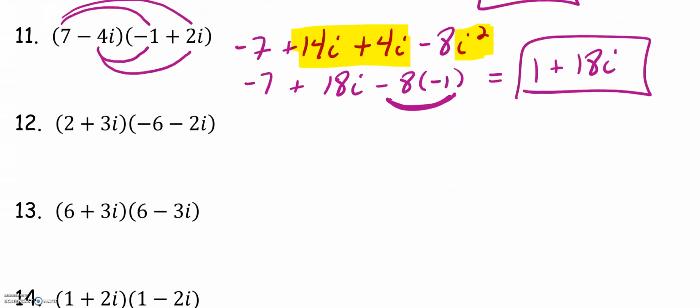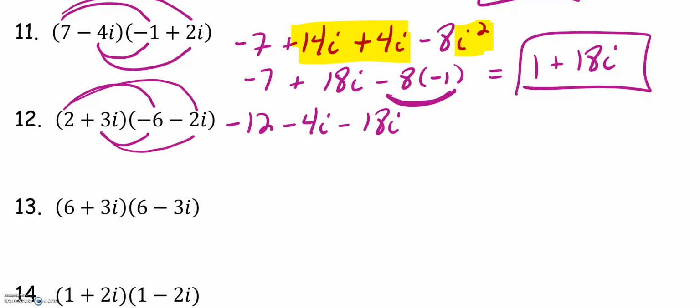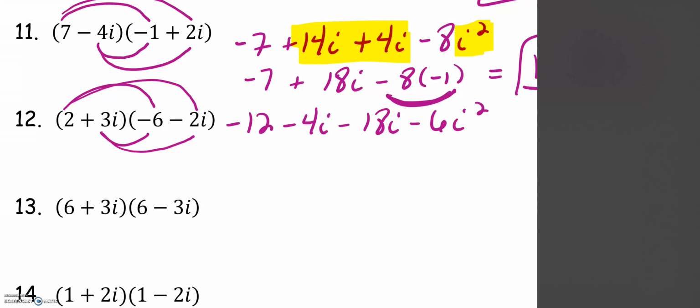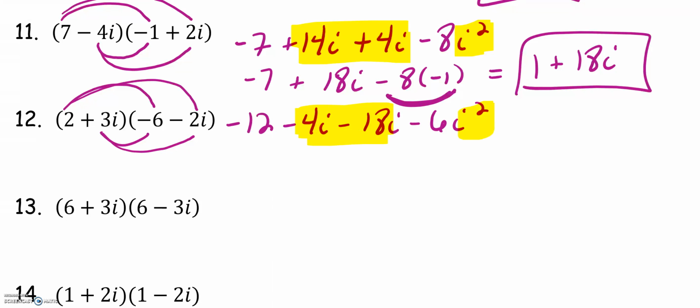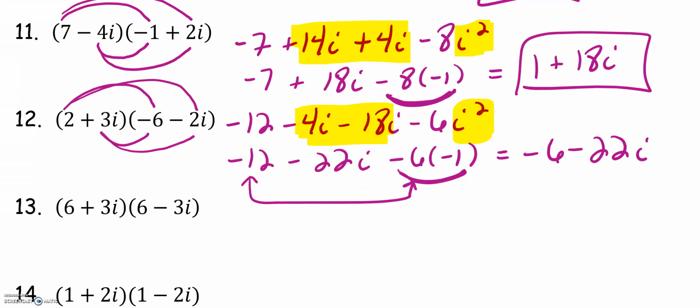Okay, similarly on 12, FOIL it out. So 2 times negative 6, negative 12. 2 times negative 2i, negative 4i. The inner two terms are negative 18i. And then 3 times negative 2 is negative 6i squared. Combine your middles and get rid of your i squared. So negative 12 minus 22i. This is going to be negative 6 times negative 1. So that number becomes positive 6. And combine it with your 12. So negative 12 plus 6 is negative 6 minus 22i. Perfect. So the key on these is foiling, and then you have to make sure if you have an i squared, you change it to a negative 1 and simplify. If you have two imaginary numbers, you combine them.